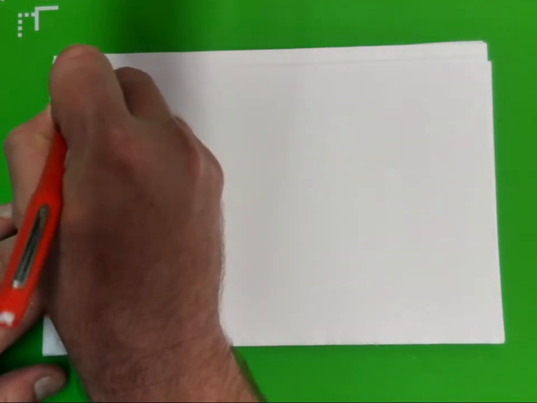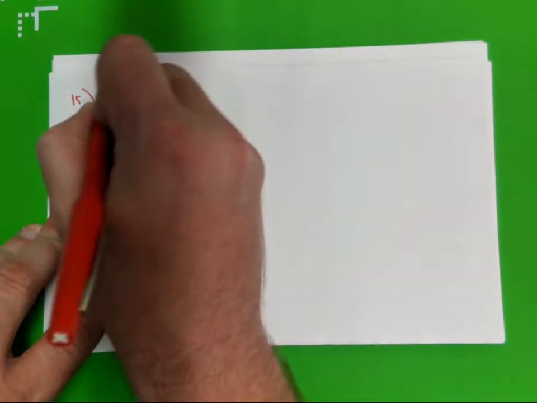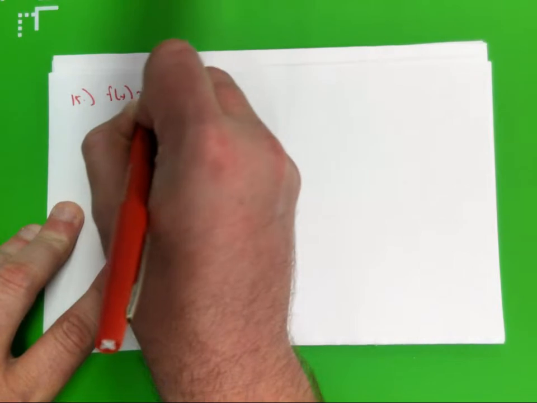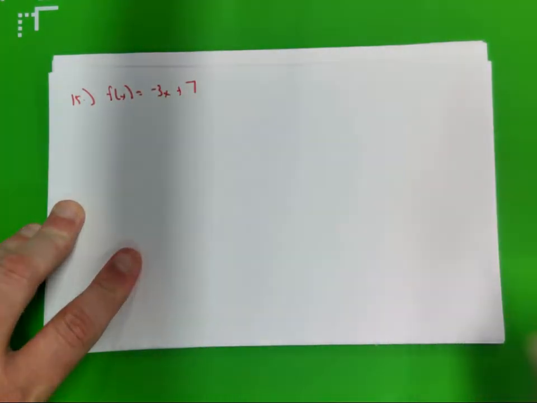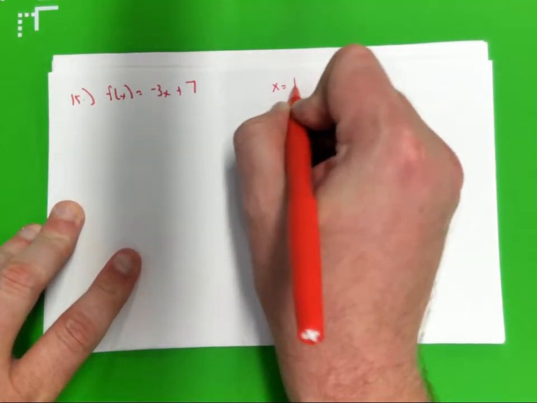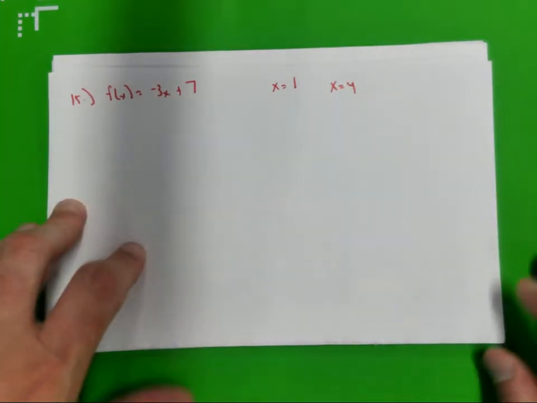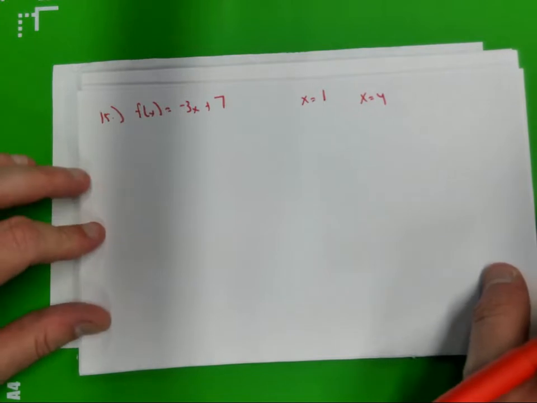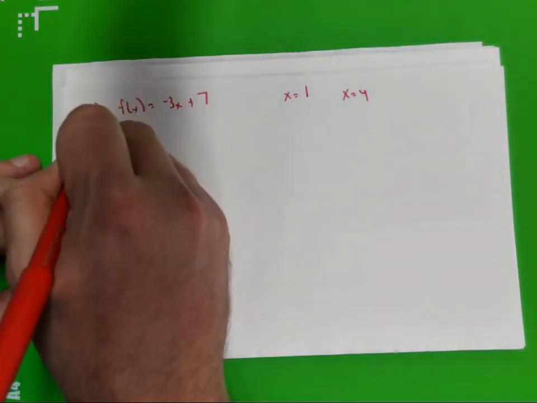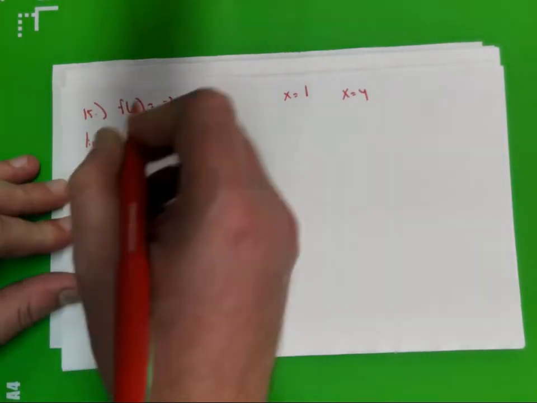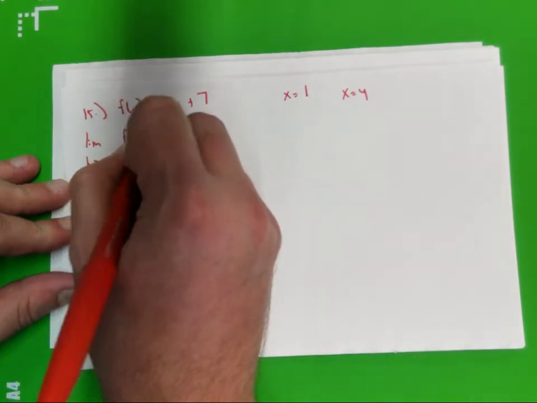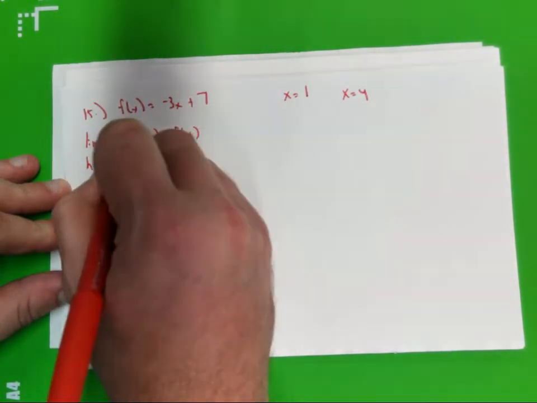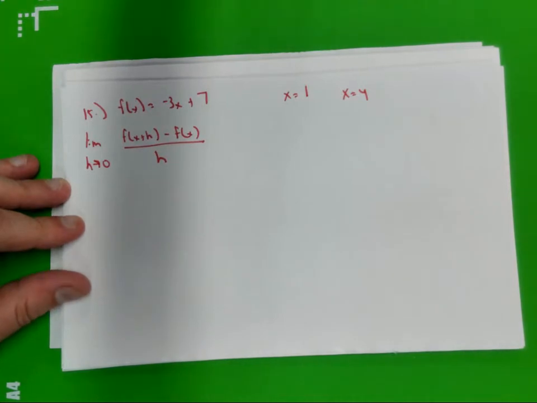So the first one we had was number 15. We had f of x equals negative 3x plus 7. And we want to know what's going on at x equals 1, x equals 4. I'm just going to write that up there for later on. Remember our formal definition of derivative. The limit as h approaches 0 of f of x plus h minus f of x all over h.